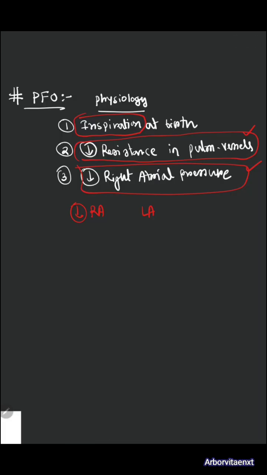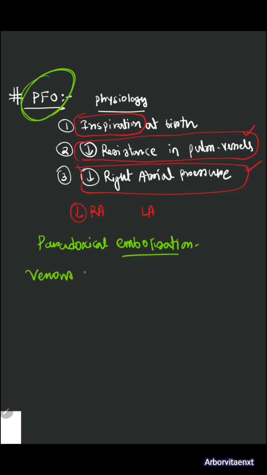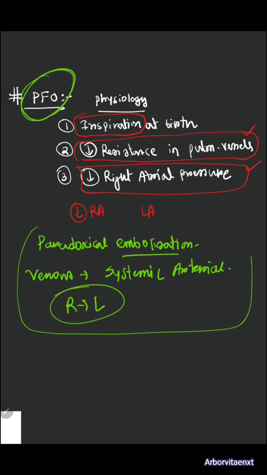Now if there is impairment in this closing of the foramen ovale, this is going to lead to a patent foramen ovale, and this can cause paradoxical embolization, in which venous thromboemboli can enter into the systemic arterial circulation because there is a patent right to left shunt which was not supposed to be there. So this can lead to paradoxical embolization. Another condition that can lead to paradoxical embolization is atrial septal defect.